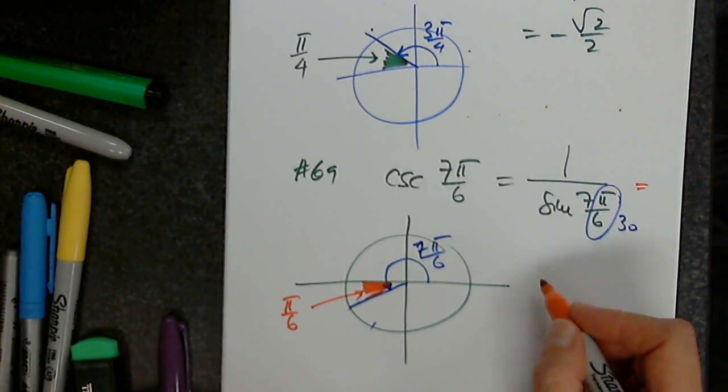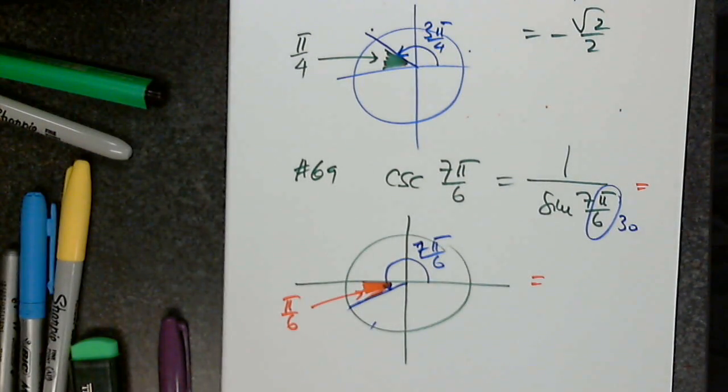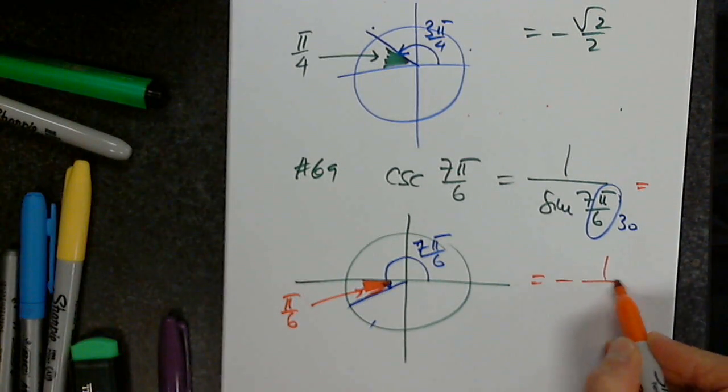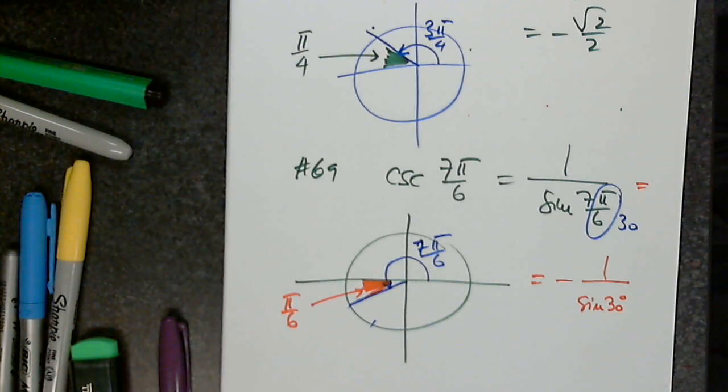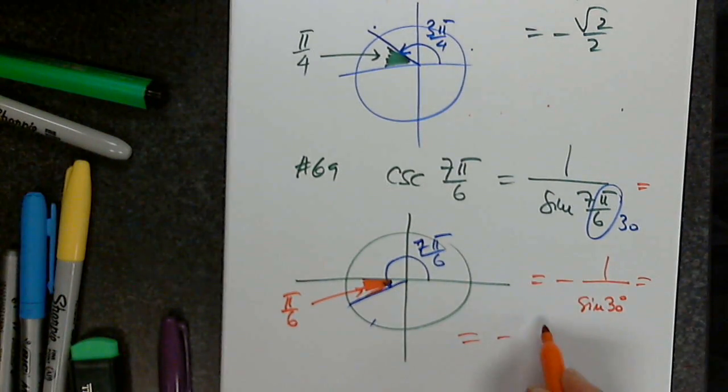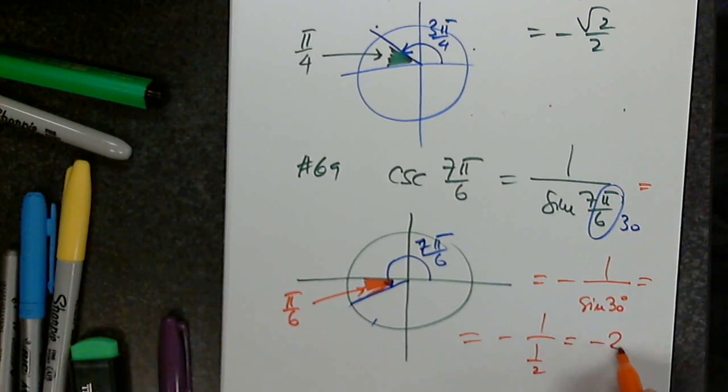Very good. So now, what is the sign of sine in the third quadrant where both are negative? Negative. So this is negative 1 over sine 30 degrees. But I know sine 30 degrees is at the top of the chart, the little angle, the first angle, sine is 1/2. So I flip and I get negative 2.